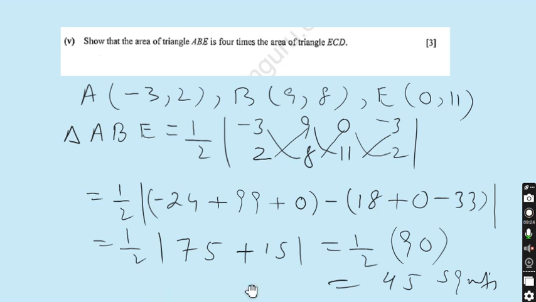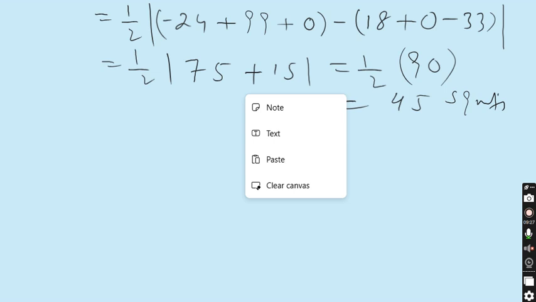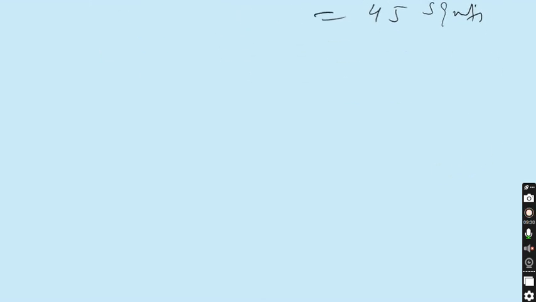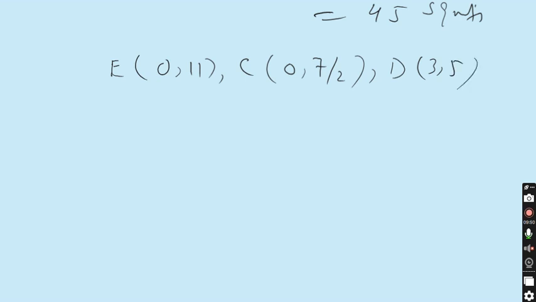Now we are going to find the area of triangle ECD. So we have to write the coordinates of E, C, D. E is (0, 11), C we have found (0, 7/2), and D is (3, 5). So 1 upon 2, then 0, 11, 0, 7 upon 2, 3, 5 and back to 0, 11.